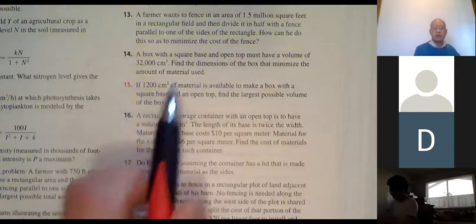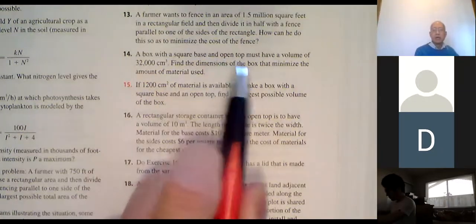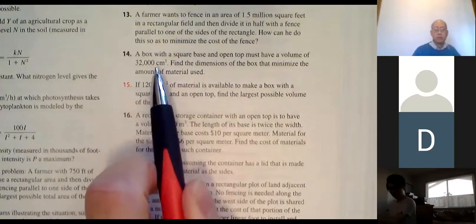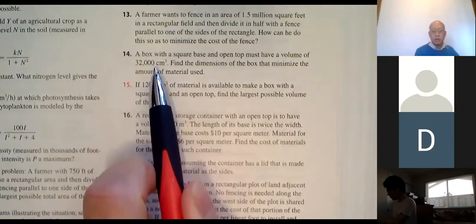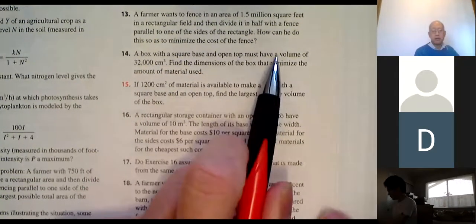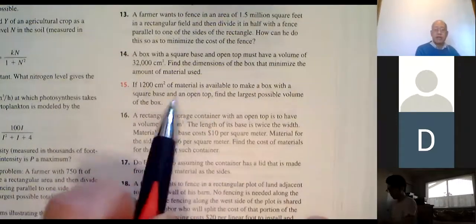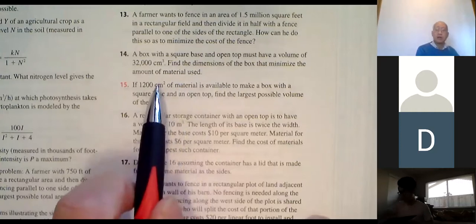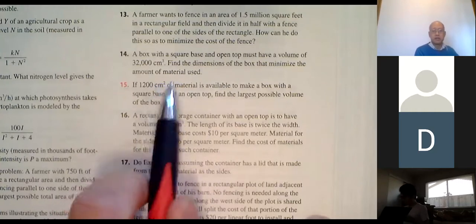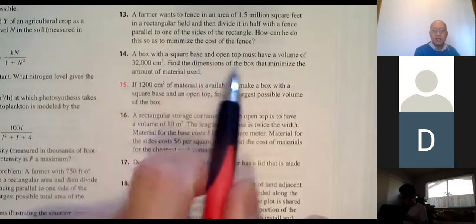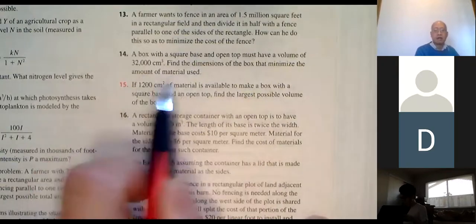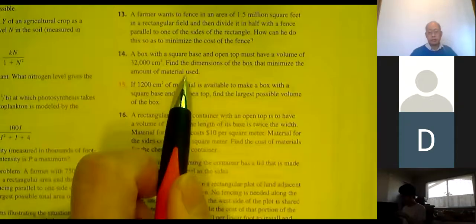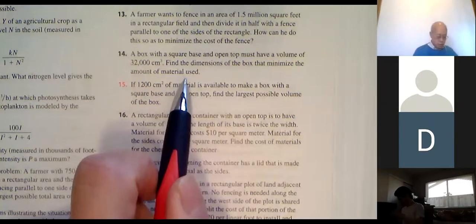A box with a square base and open top must have a volume of 32,000 centimeters cubed. That's logical. A volume, that's a measure of how much 3D space I have, right? Maybe you need a certain volume to put in your stuff, my gadgets and so forth. I need this much. Find the dimensions of the box that minimize the amount of material used. So minimum material, that would probably mean minimum cost, right?